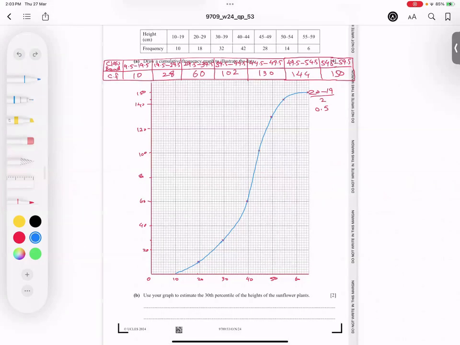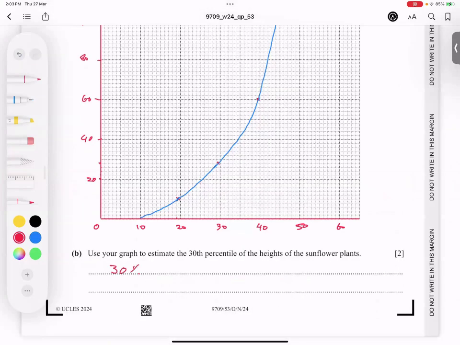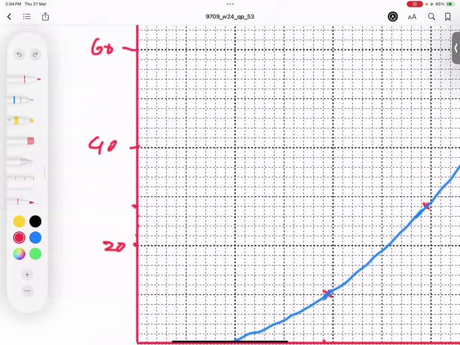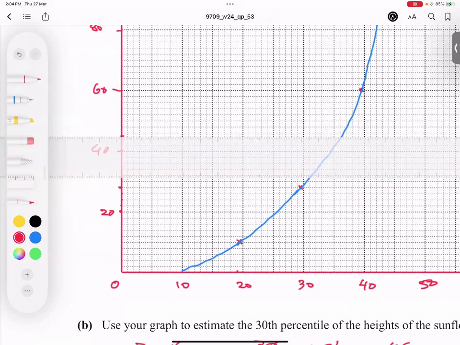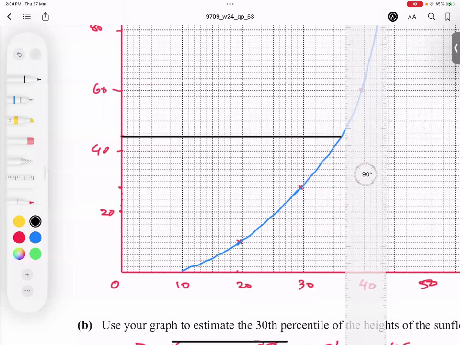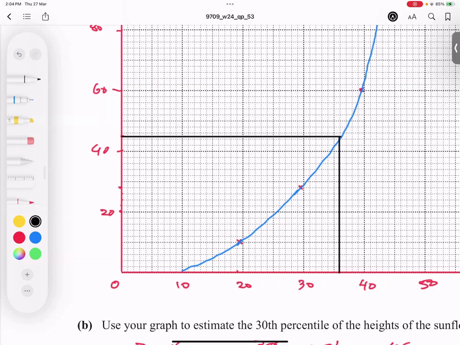Next question, 30 percentile. 30 percentile means 30 by 100 times the total frequency, which is 150. Cancel, cancel. I got 45. But 45 is not the answer. 45 is here, 42, 44, 45 in the middle here. I will take a scale and I will join. Okay, I take a black. Where they meet, go down and get the answer. So approximately this is called the 30 percentile.